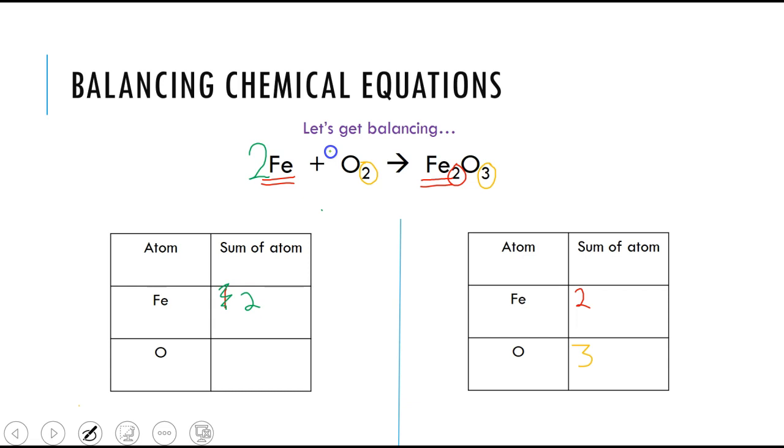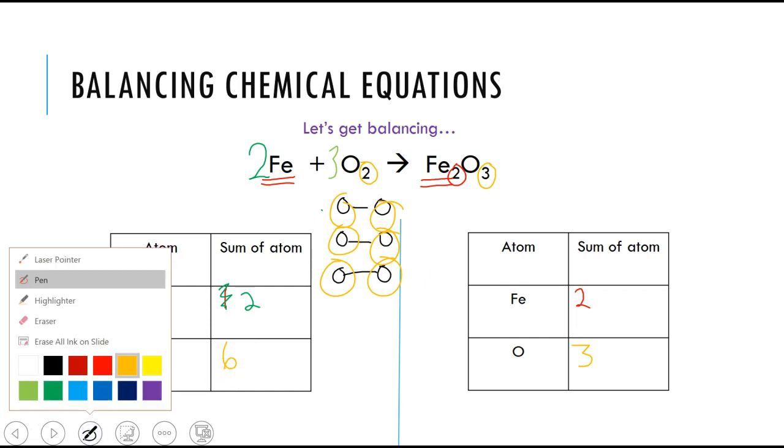So if we change this to 3, we now have 6 oxygens. I hope you can see that. It's a diatomic molecule. That's one O2, that's another one, this is another one, and all up we have 1, 2, 3, 4, 5, 6 oxygens. Perfect. But on the right-hand side, we only have 3. So that is an easy fix.